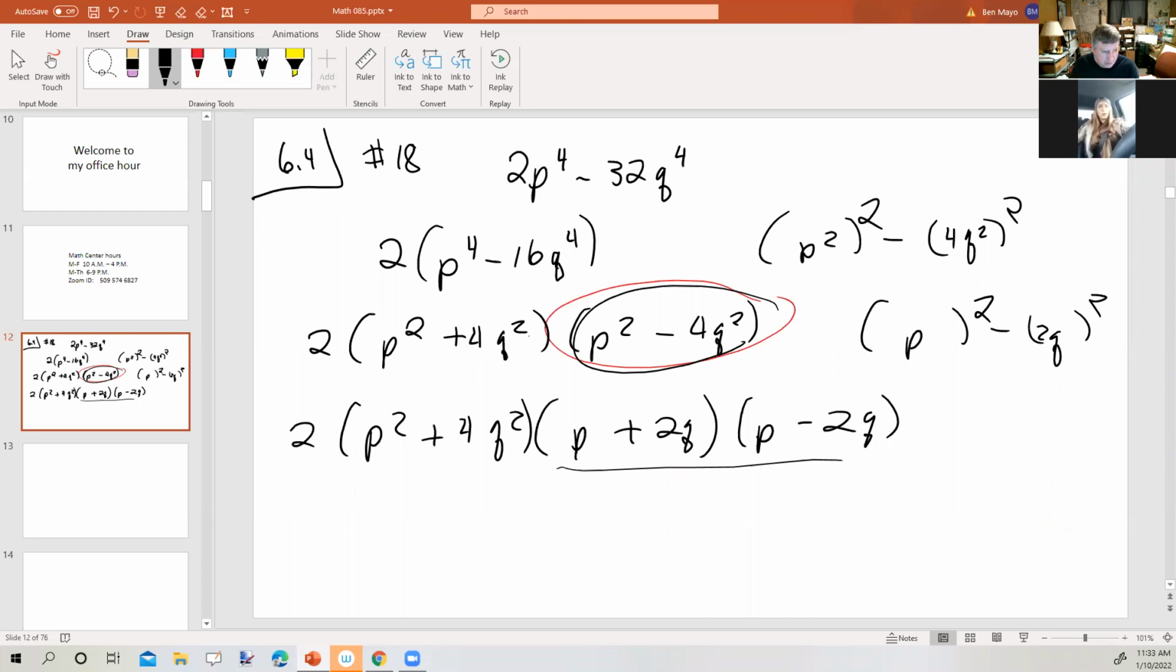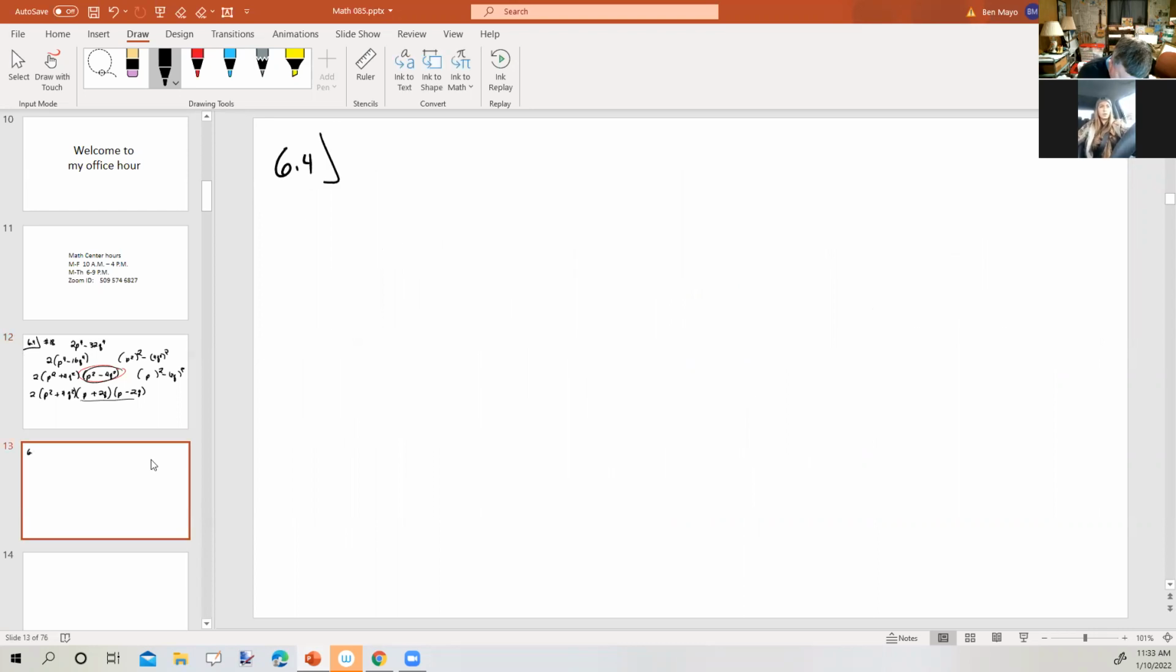Okay. Next up, we have problem number 26, also from 6.4. And it says, choose the correct method to factor the following completely. 50 in s squared minus 100 in u plus 150 in.